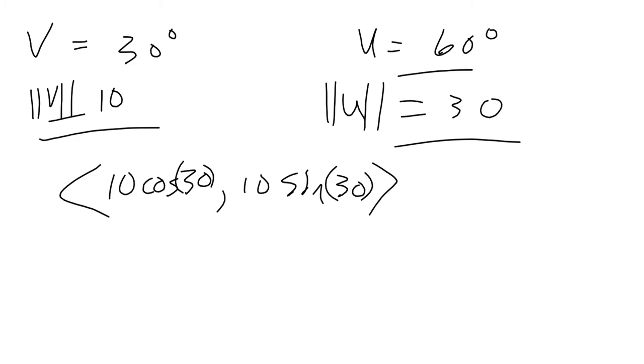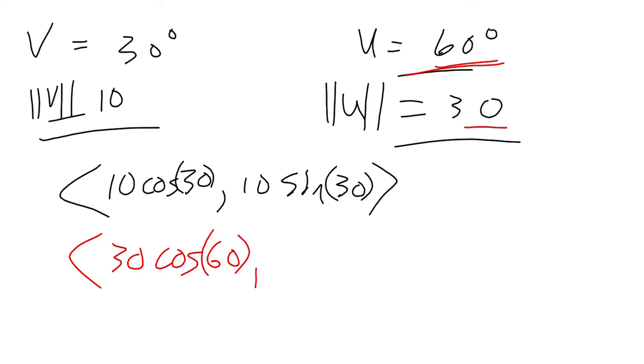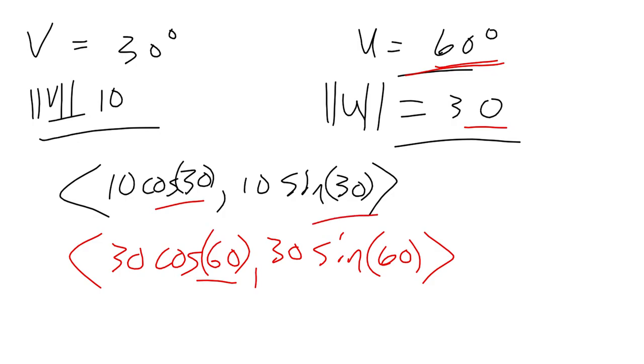All right? This one, to turn to component form, the magnitude is 30, so 30 cosine of the angle and 30 sine of the angle. Okay? These values are all on our sheet, right? We have cosine of 30, cosine of 60, sine of 30, sine of 60, they're all on our sheet. So we can just do this problem that way.